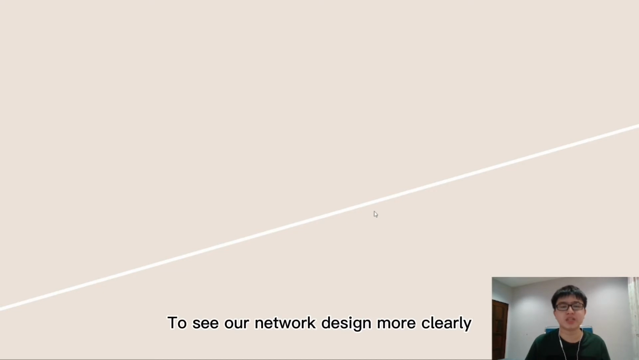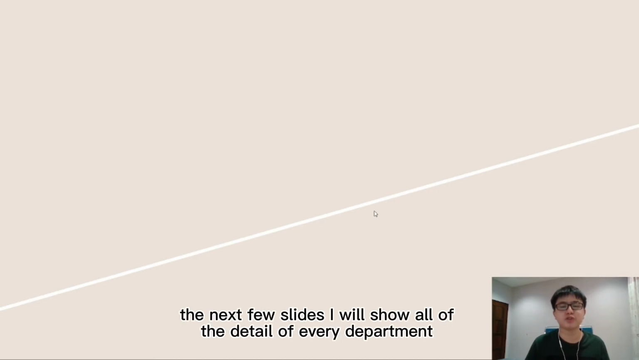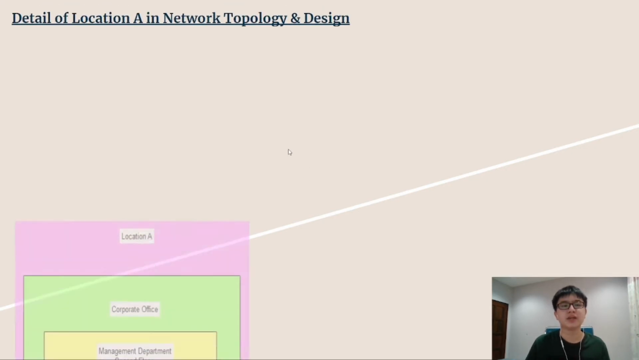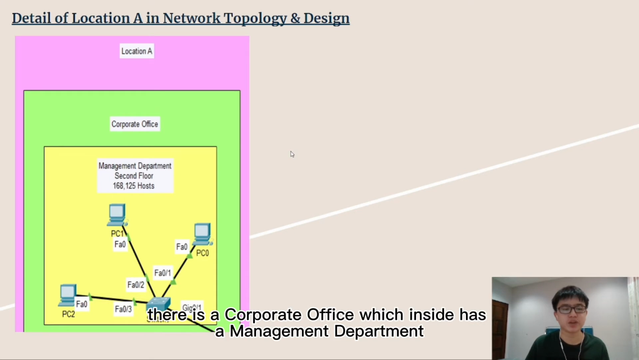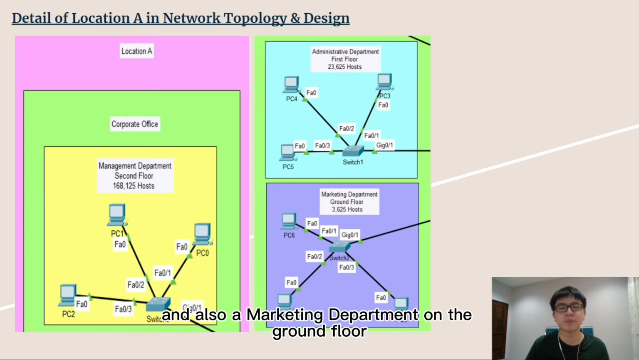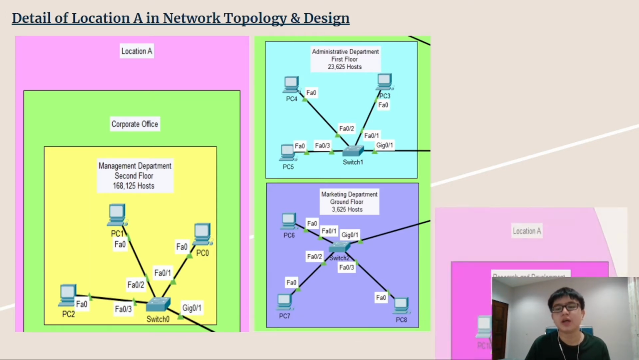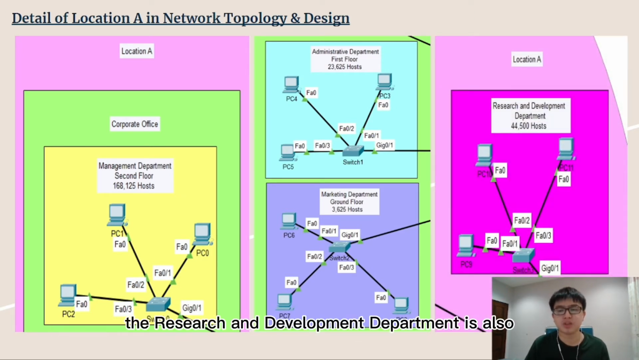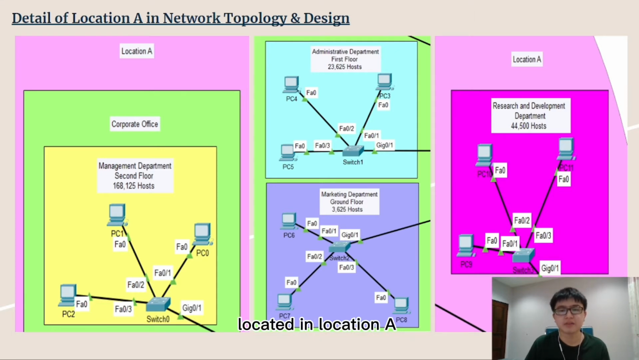To see our network design more clearly, in the next few slides I will show all the details of every department in each location. In location A, there is a corporate office which has a management department on the 2nd floor, an administrative department on the 1st floor, and also a marketing department on the ground floor. The research and development department is also located in location A, and is next to the corporate office.